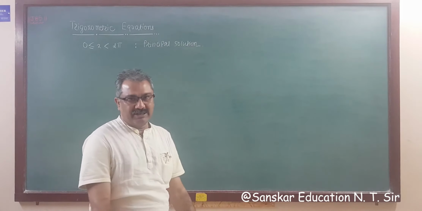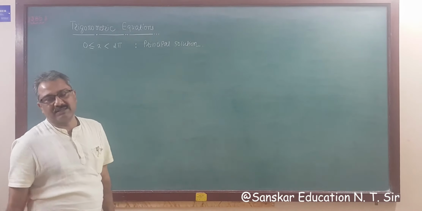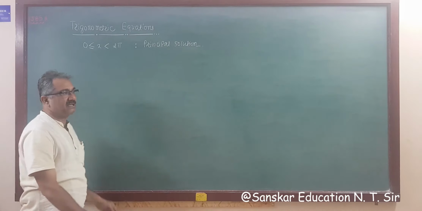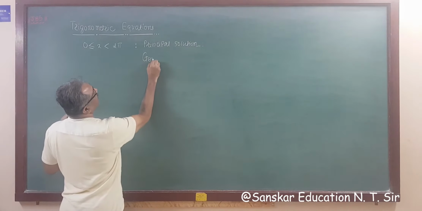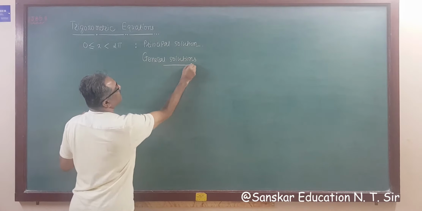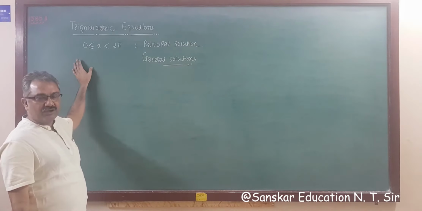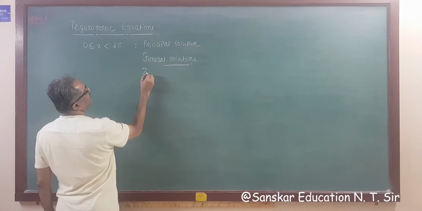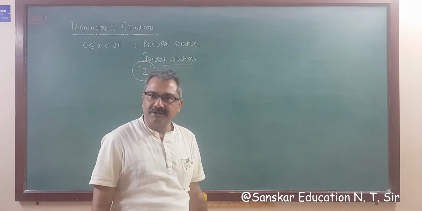And the expressions involving integer n, which give all possible solutions of a trigonometric equation, are called the general solution, right? So you now have two types of solution. One is the principal solution and another is the general solution. And to denote integer n, we shall use a capital Z, because Z is the set of integers that you learned in set theory, right?